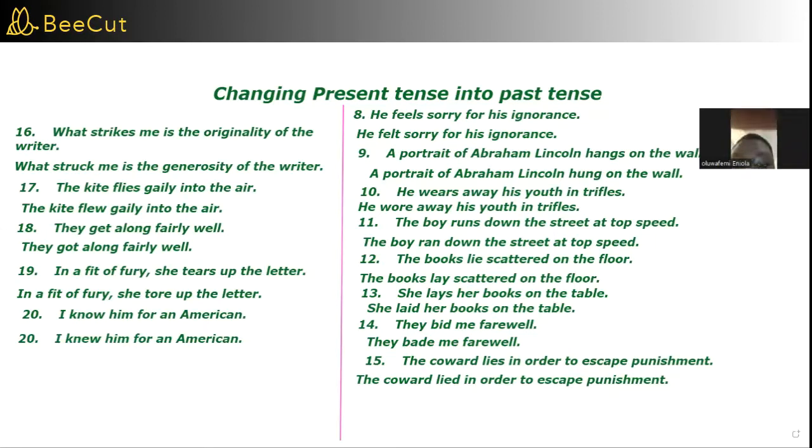And lie became what? What did we change lie to? Lay. And lay now becomes what? What did we change lay to? Laid. And bid became bade. Lie became lied. Strike, struck. Flies became flew. And get became got. Tear became tore. And finally, know becomes knew.